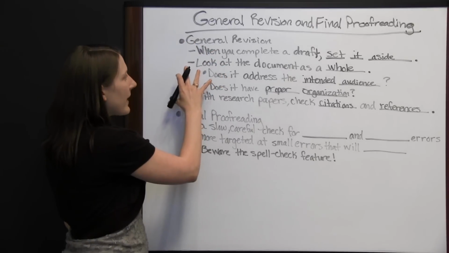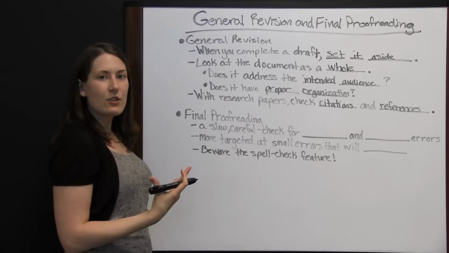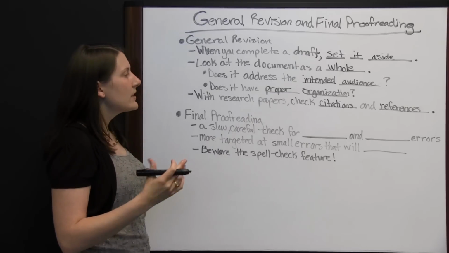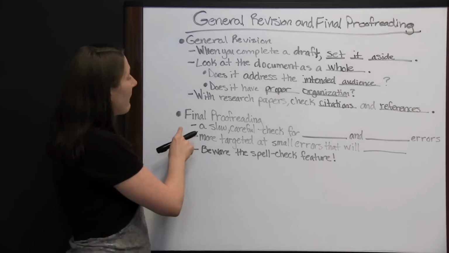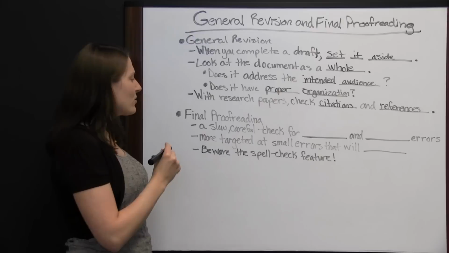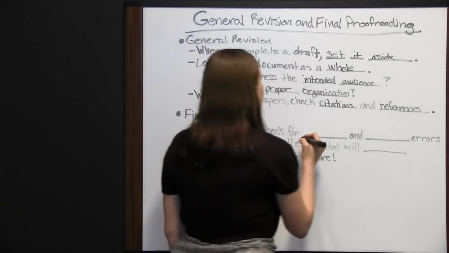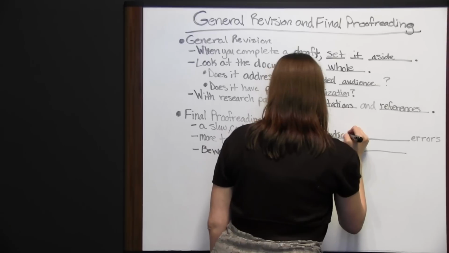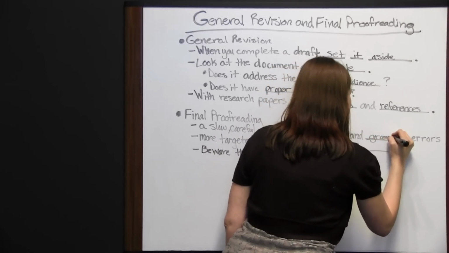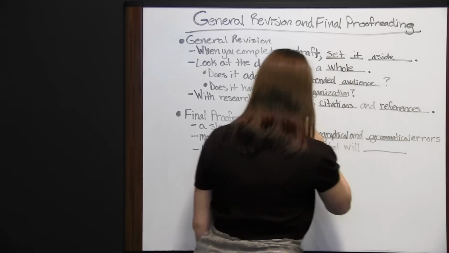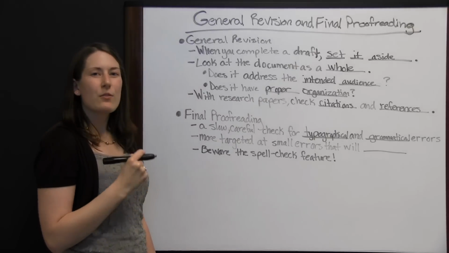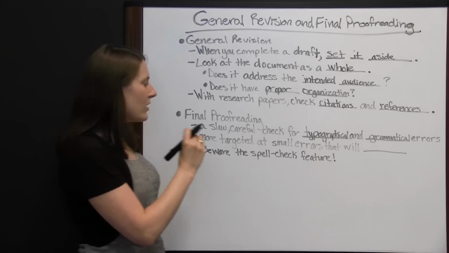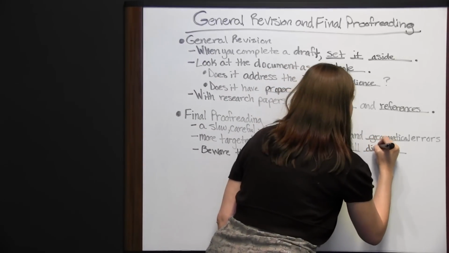So this phase was about looking at the draft as a whole, making sure it was addressing the topics and audience it was supposed to, and that it's in an organizational pattern that makes sense. Final proofreading is different. It's a slow, careful check for typographical and grammatical errors. So this is going to be a little bit different. Now you're fine-tooth combing this thing and you're looking for more targeted, small errors that will distract the reader.